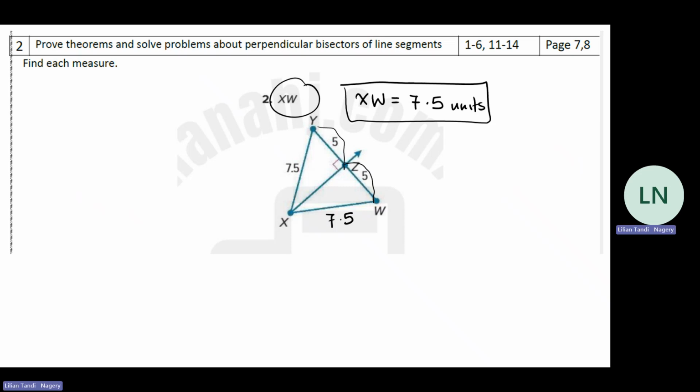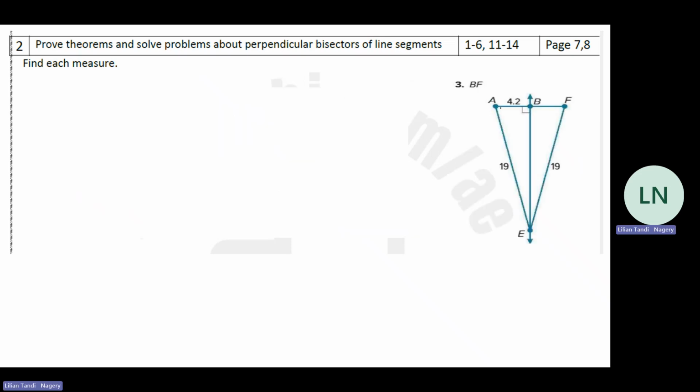Okay? Let's move on. Same thing here. I want BF. We have the 90 degree. This is the most important part. So this will be equal to that. AB is 4.2 or 4 and 2/10. So BF is 4 and 2/10. So we write here BF. Why did I write this? BF is equal to 4 and 2/10 units. Okay, and we box our answer.